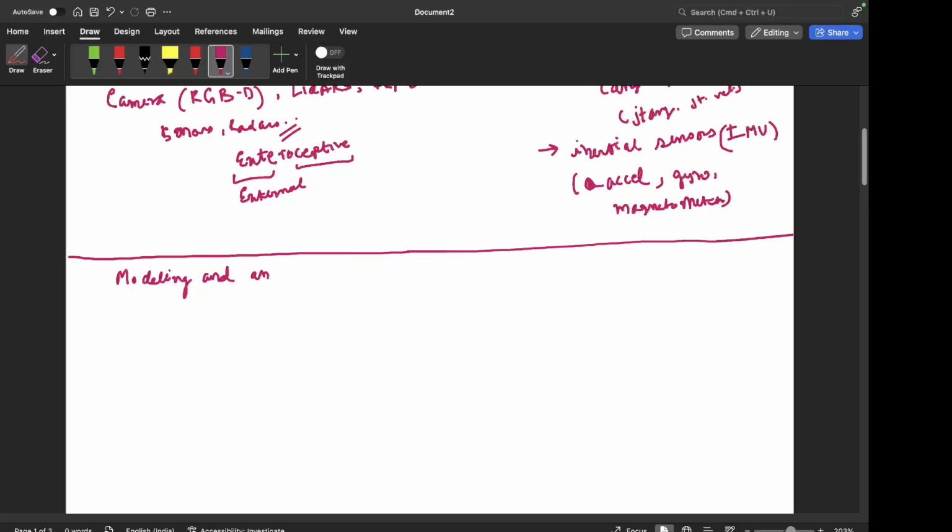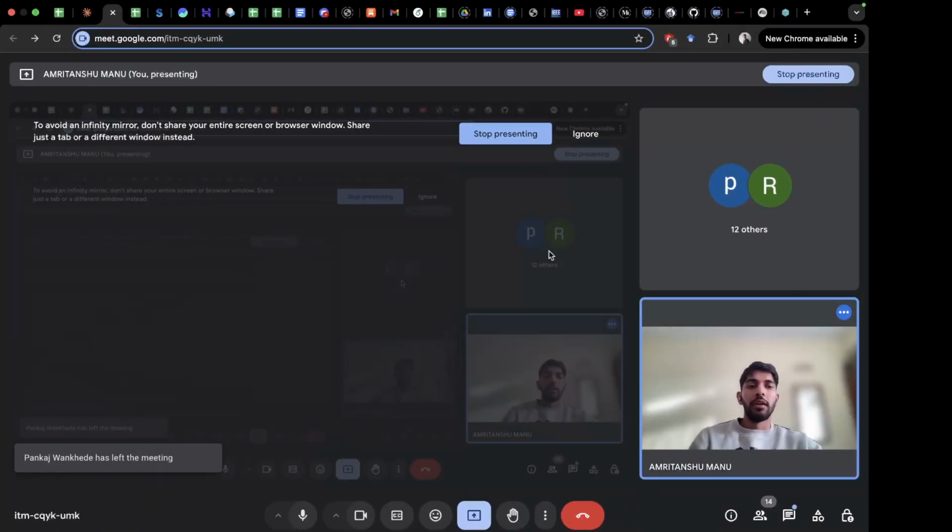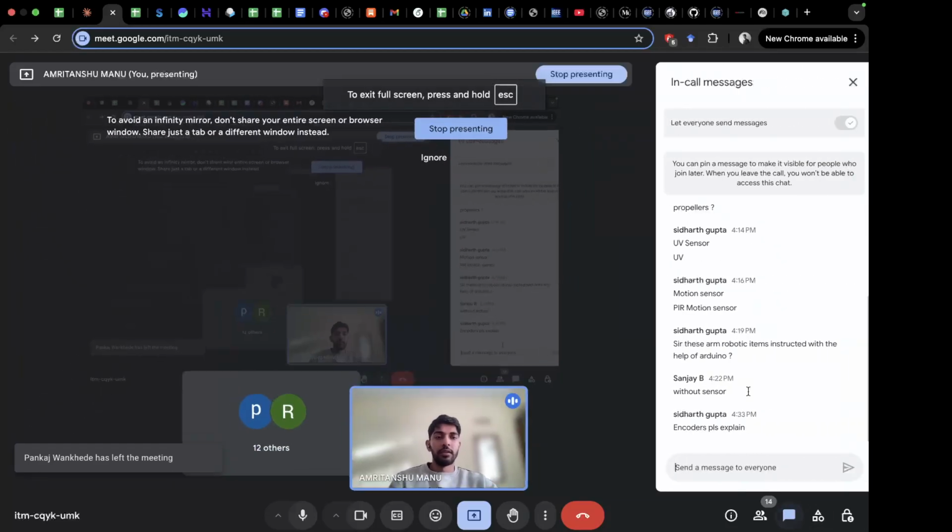Modeling and analysis of robots. Okay. And here the key assumption would be that we have rigid bodies. Unless otherwise specified, all the links in the robot are rigid.